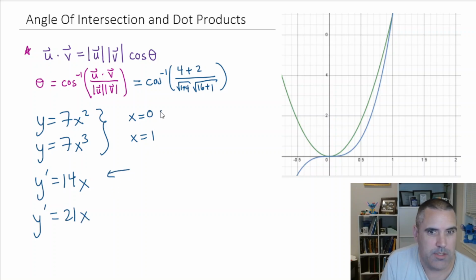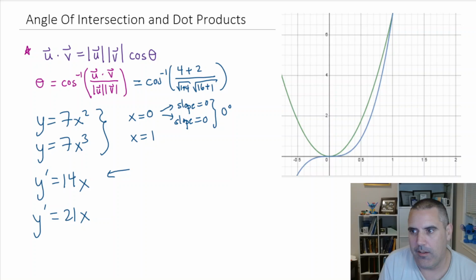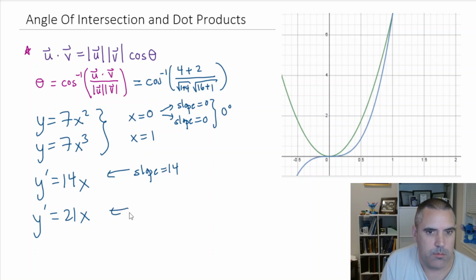At 0, for instance, the slope of both of them is 0. So actually I don't need to do any vector stuff. The angle between them is 0 degrees. You can see that. That's that horizontal tangent. The other one's more interesting. This one would have slope 14, and this one would have slope 21.